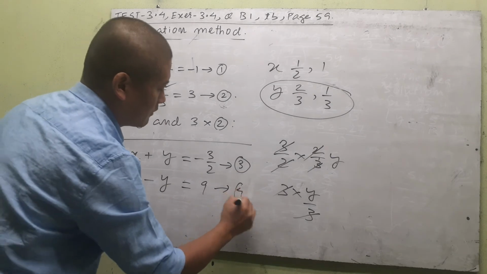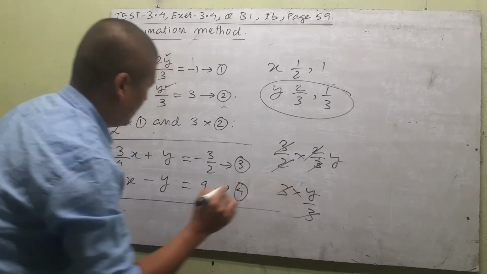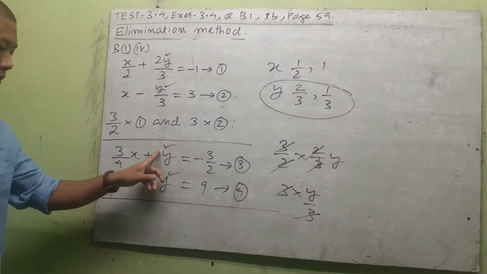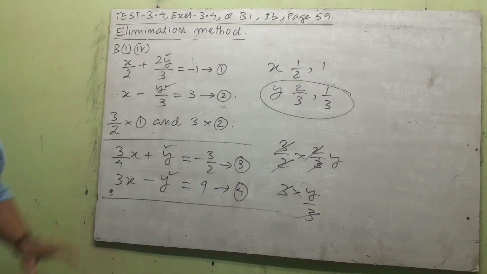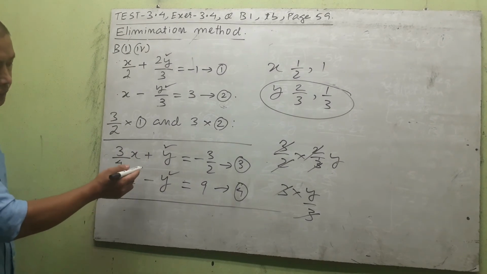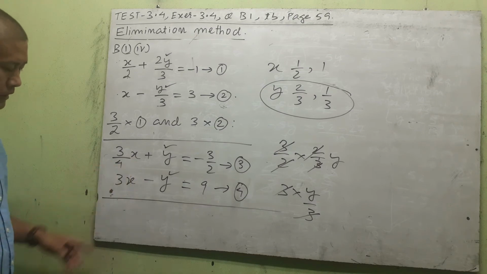Equation number 4. Now this time, the equated term is y. See, 1y, 1y. So to eliminate now, as we have been saying so far, this is what I wanted to show. See here.